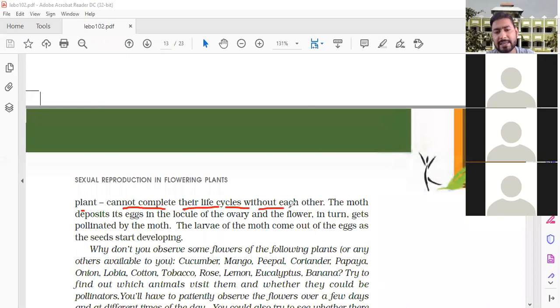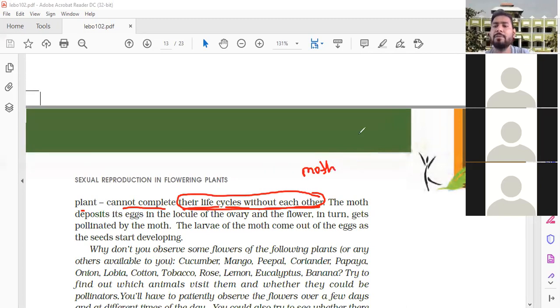cannot complete their life cycle without each other. That means this is compulsory. If the plant is there, its pollinating agent is also compulsory, because Yucca and moth are in a live-in relationship. They lay their eggs inside the Yucca plant, and Yucca protects them. Another pollinating agent will come, they fertilize and it develops into another one. In this way, it says they cannot complete their life cycle without each other. So moth and Yucca.